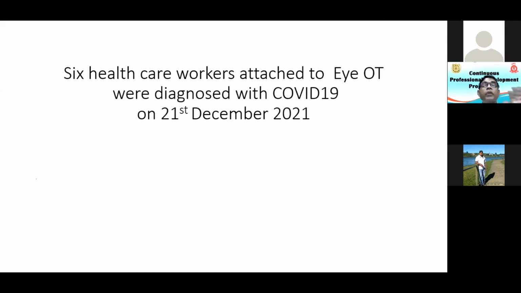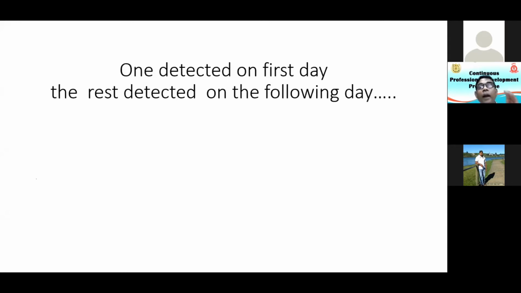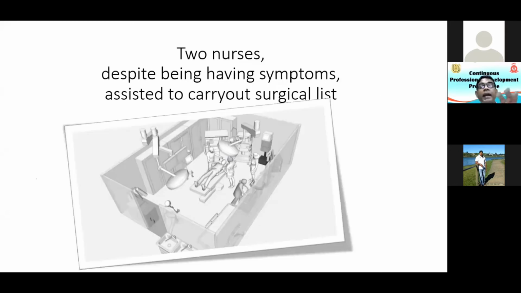So that is after the famous Brandix and Paliagoda fish market cluster. One was detected on the first day and 2 other nurses and 5 others were detected later. So now in this scenario, 2 infected nurses who were contagious, they were having symptoms, and in spite of having symptoms, they were assisting the surgeon and anesthetist to carry out the surgery and to continue the surgical list.